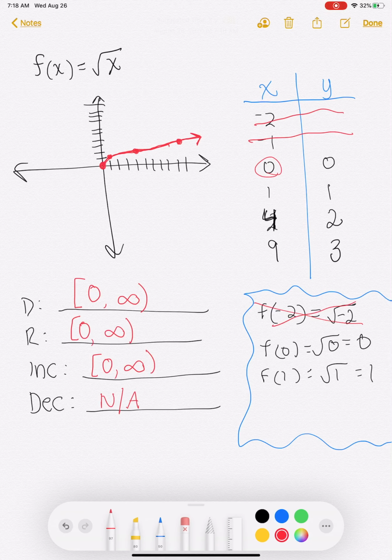All right, guys, so go ahead and do the rest of the parent functions on your own. I recommend, again, making tables to help you make those graphs. If you have any questions, just let us know.